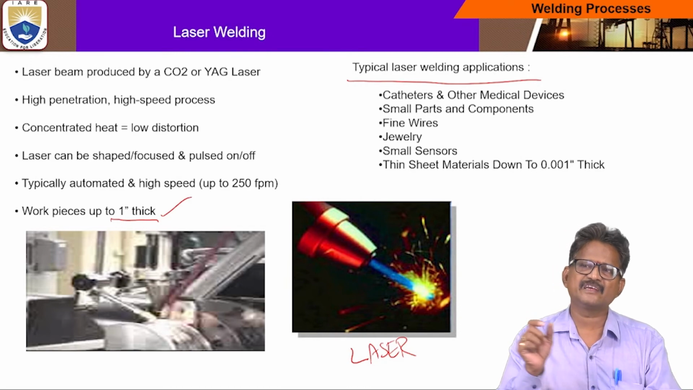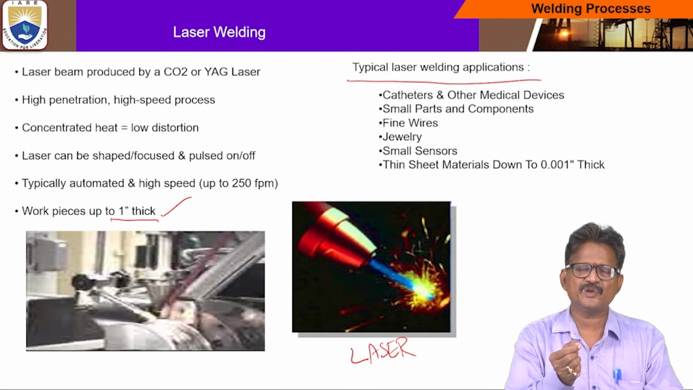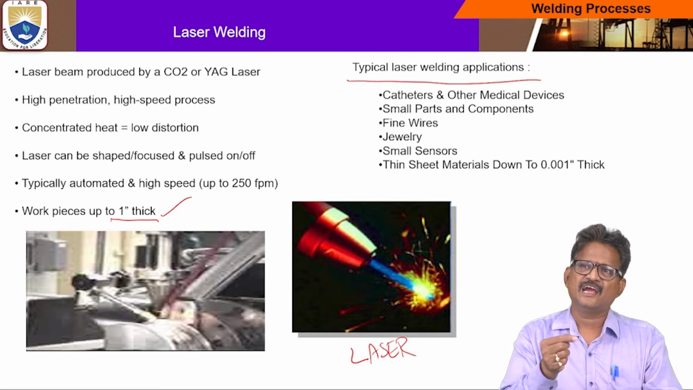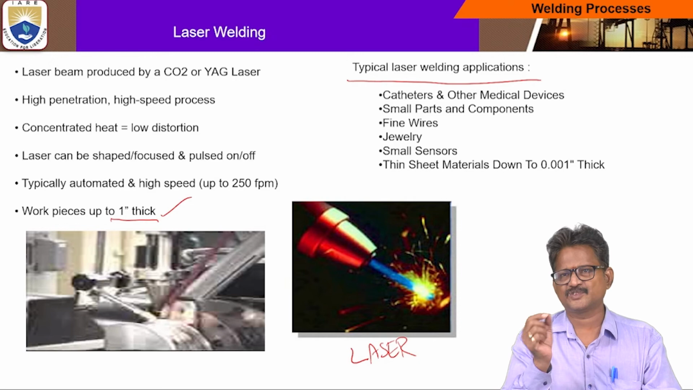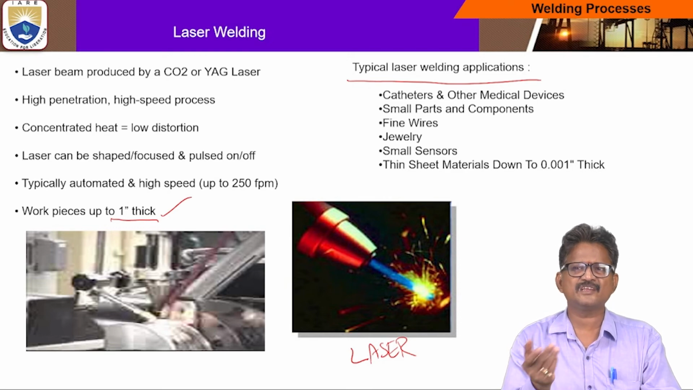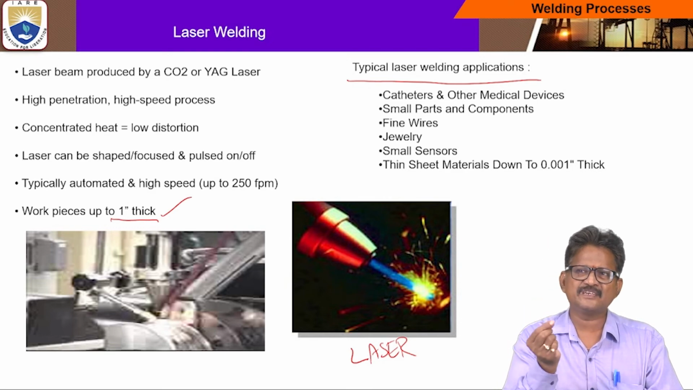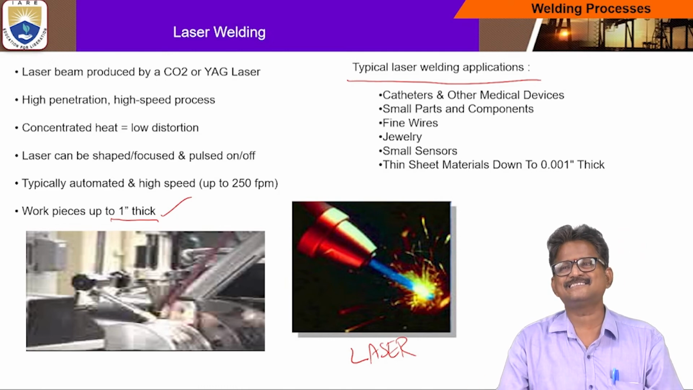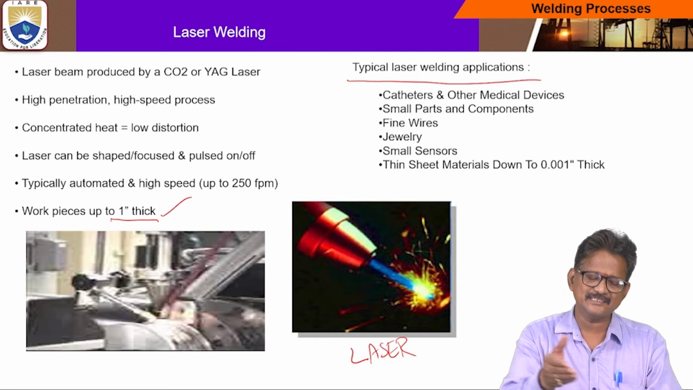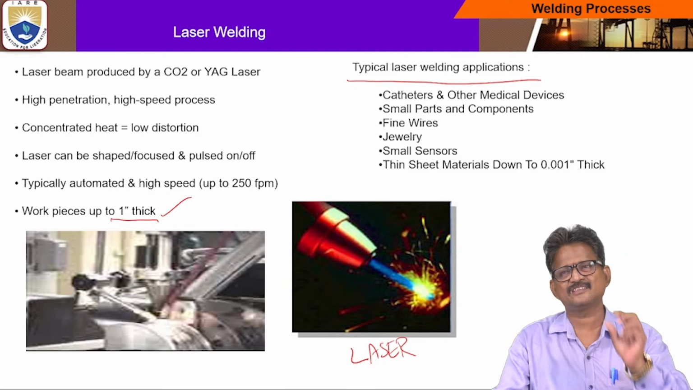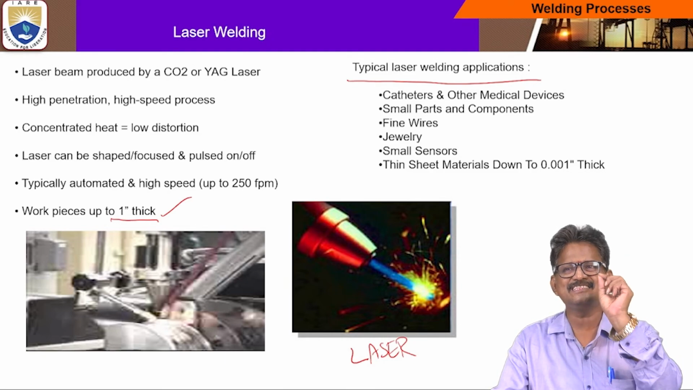catheters and other medical devices, small parts and components used in electronic components, fine wires and jewelry parts, some small sensors, and even space research applications can use this laser welding process. Thin sheet metals down to 0.001 inch thickness can also easily be welded by laser welding. This is the main advantage for the joining of very thin sections.